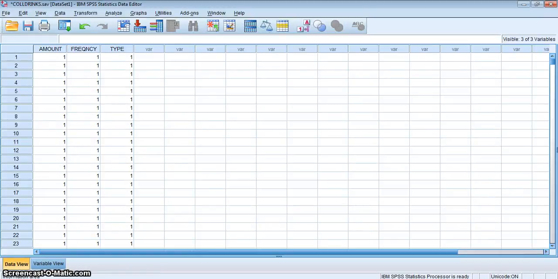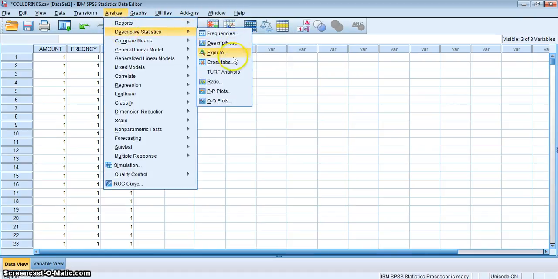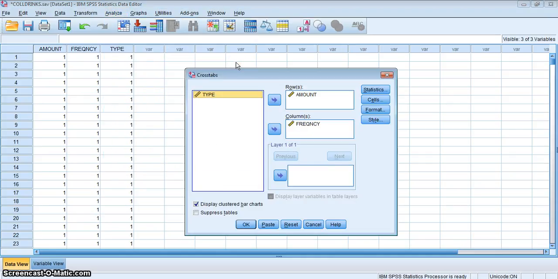This is your screencast for a two-way table, a two-way categorical data analysis. So we have two categorical variables that we're going to look at, amount and frequency. To get the two-way table, you're going to go to Analyze, Descriptive Statistics, Crosstabs to do the cross tabulation. And it does not matter what your row or column variable is.